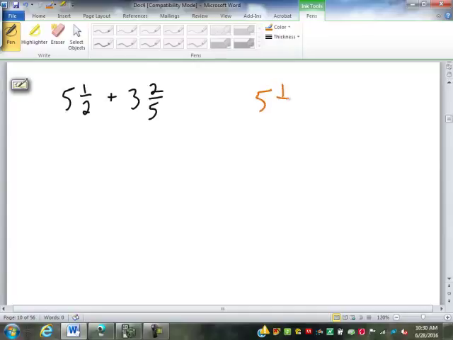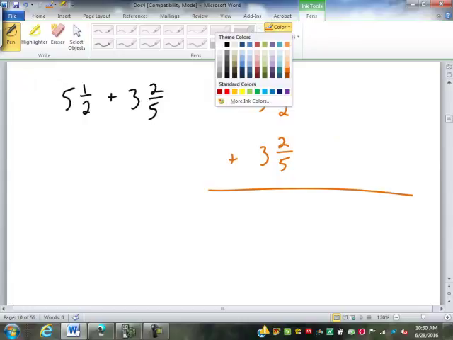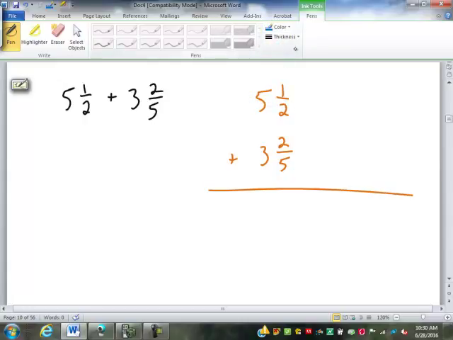So we're going to set this up 5½ plus 3 2/5, just like we would with a whole number or with our plain fractions. You'll notice that we line up the fractions at the end of the number, almost like it's just the last digit of the number. And that's really what it is. That fraction is just the final digit at the end of the number. And when we add, just like with whole numbers, we start at the right and work our way backwards to the left, adding the fractions first because that's our last digit, and moving back and carrying if we need to.